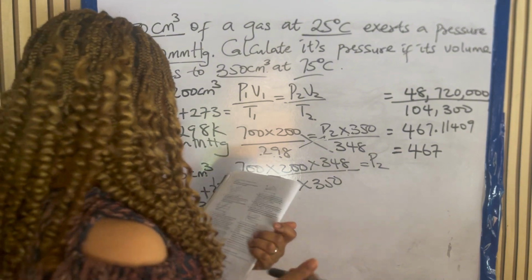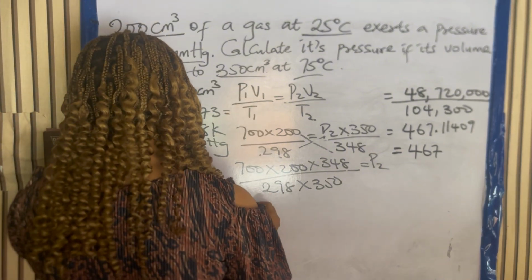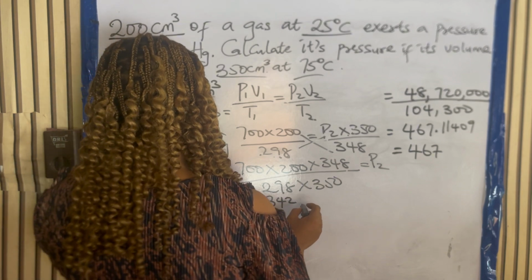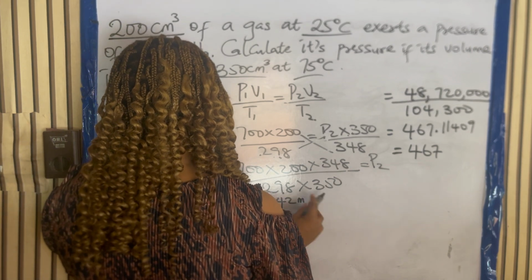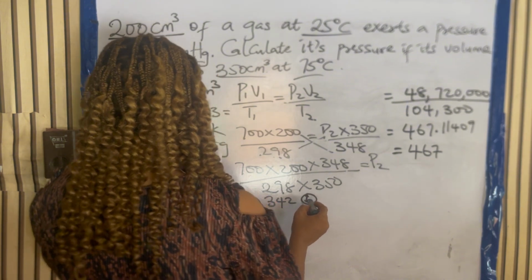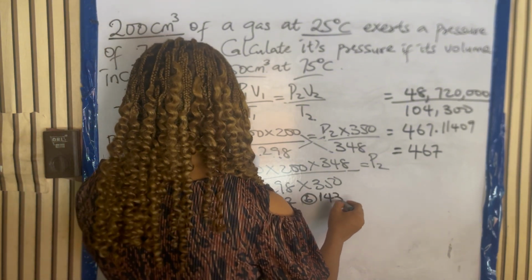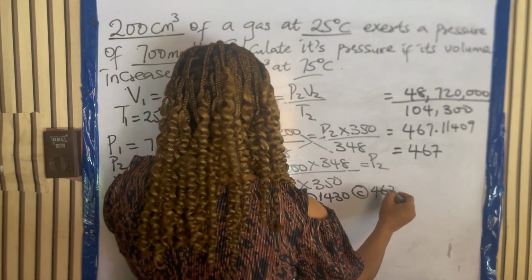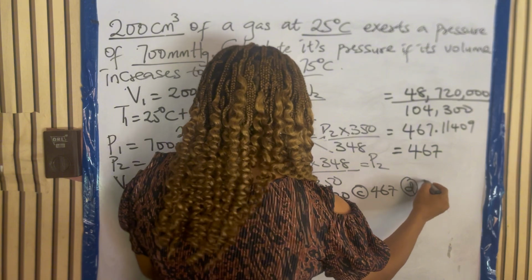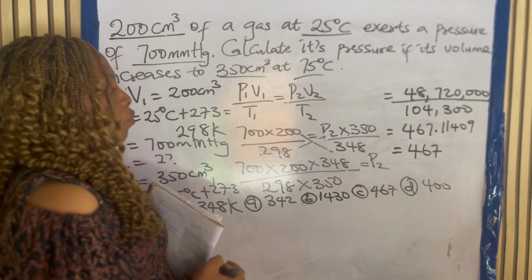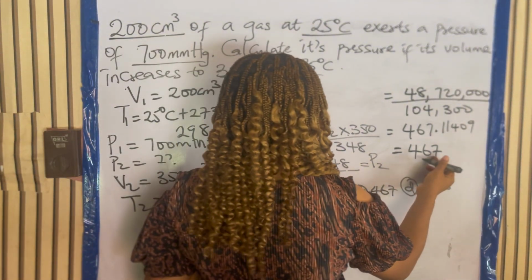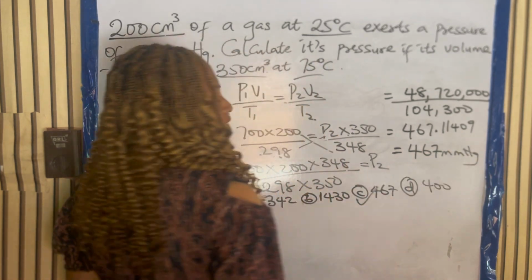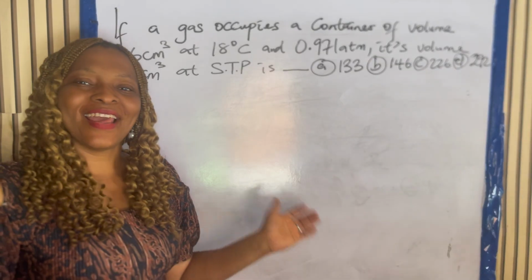So let's look at the options we have. A is 342 millimeter mercury, B is 1430 millimeter mercury, C is 467 millimeter mercury, D is 400 millimeter mercury. So what's the answer here? 467 millimeter mercury. So our answer here is what? C. Isn't that simple? Okay, next question.